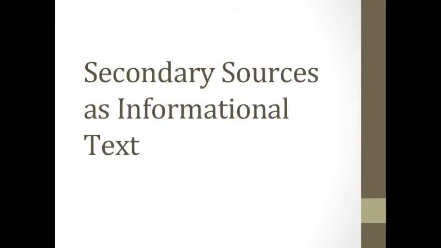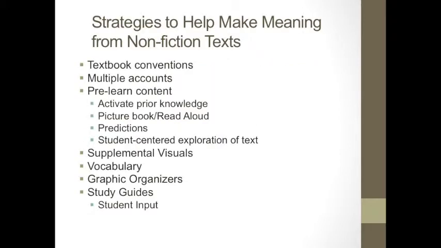We also deal in social studies a lot with secondary sources, particularly as informational text. So this is where you think about more of the traditional textbooks in social studies. So thinking about strategies to help make meaning from nonfiction texts, pointing out textbook conventions, which in the children's literature section of this week's session, you'll think about text features for informational text. So what are those and how do you help students learn how to read those things? Again, looking at multiple accounts with both secondary sources and integrating primary sources.